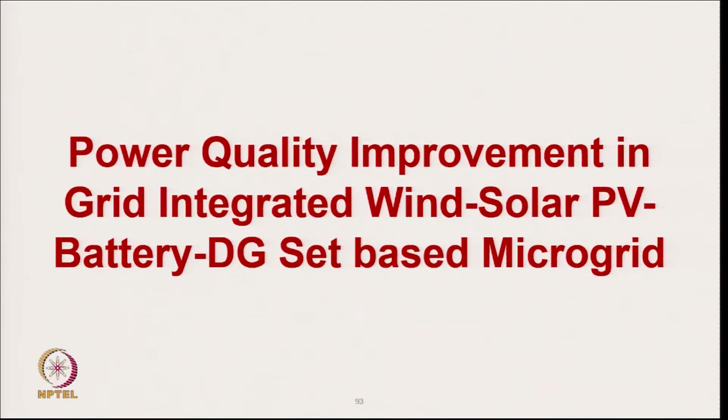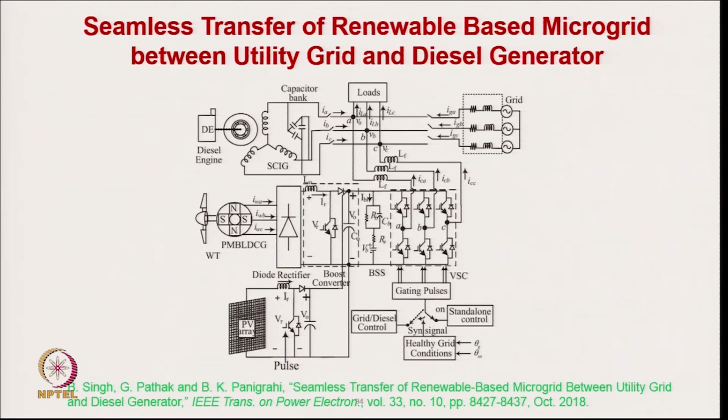Now, coming to another case study of power quality improvement in the grid connected wind, solar PV, battery based DG set based microgrid. This is the system made quite reliable. So, we have a grid, we have a DG set, so that we can reduce the size of the battery. We have a battery, we have a wind generation, and we have a solar generation. So, to make it reliable, we are using a DG set.